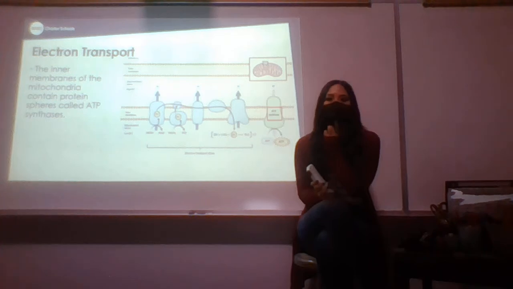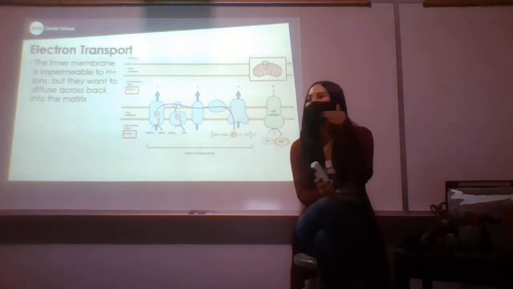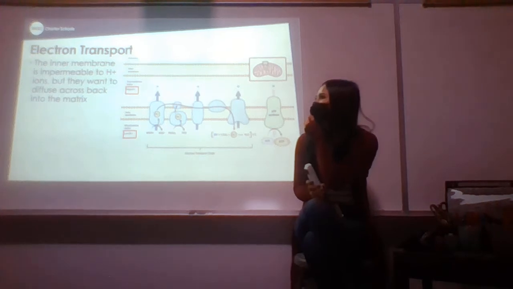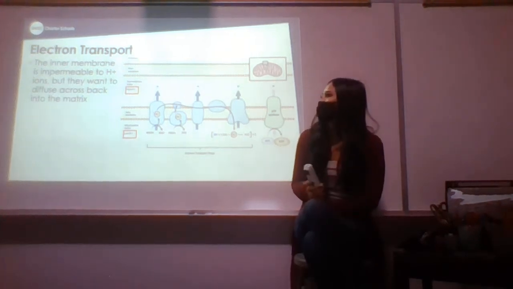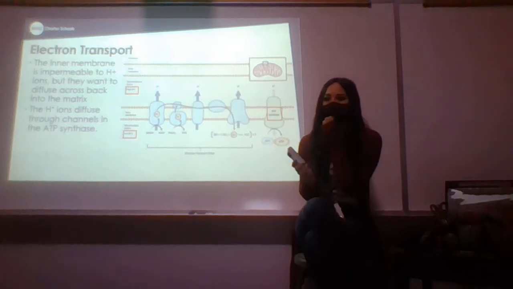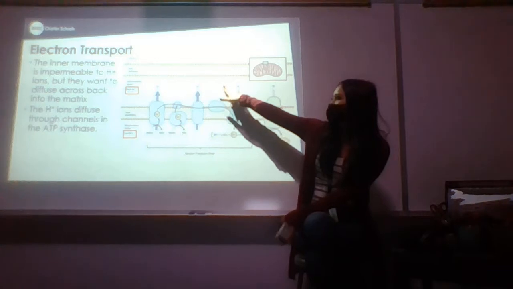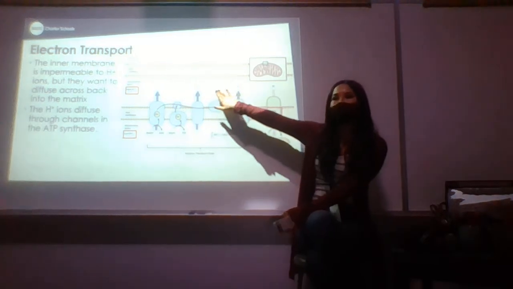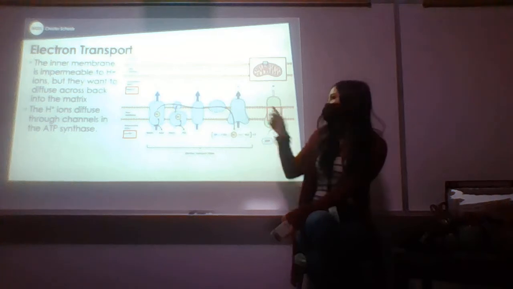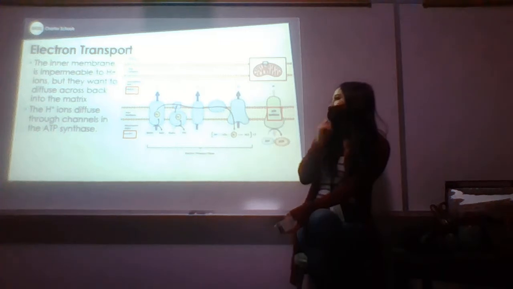And when that happens, actually write this down too. Sorry, I think my words are getting ahead of the text that's on the screen. So the inner membrane is impermeable to hydrogen ions, but they want to diffuse back across into the matrix. The hydrogen ions diffuse through channels in the ATP synthase. Actually, I'm on point. Okay, so the hydrogen was pushed into the inner membrane space from a high to a low concentration. So it doesn't want to be here. It wants to go back through this membrane. But the only way back through is going to be through this ATP synthase.